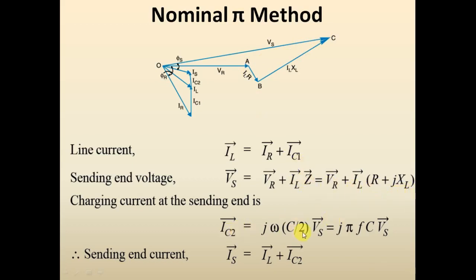Similarly, IC2 can be obtained by dividing VS with the capacitive reactance. So this IC2 can be written as VS into j omega C by 2. IS can be obtained by adding the vectors IL and IC2.